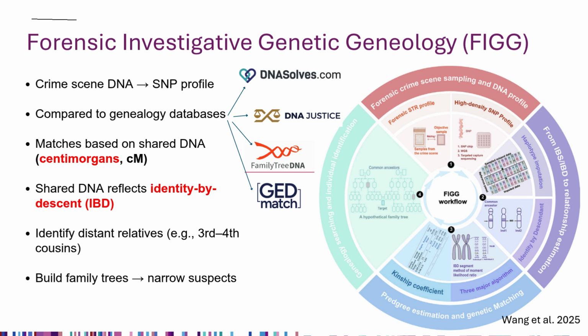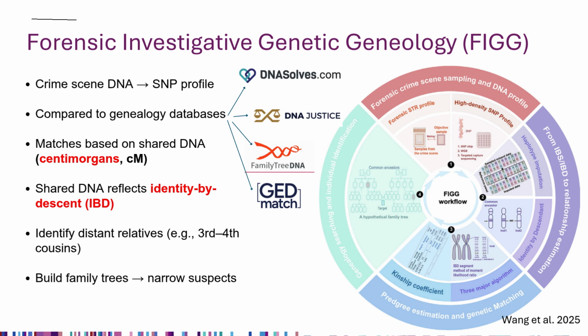What that looks like: investigators collect DNA evidence from a crime scene, and then they create a SNP profile. The SNP profile is uploaded to a public genealogy database. There are four main databases that law enforcement use. They are GEDmatch, Family Tree DNA, DNA Solves, and DNA Justice. Users of these websites must consent to allowing law enforcement to utilize their DNA profiles.